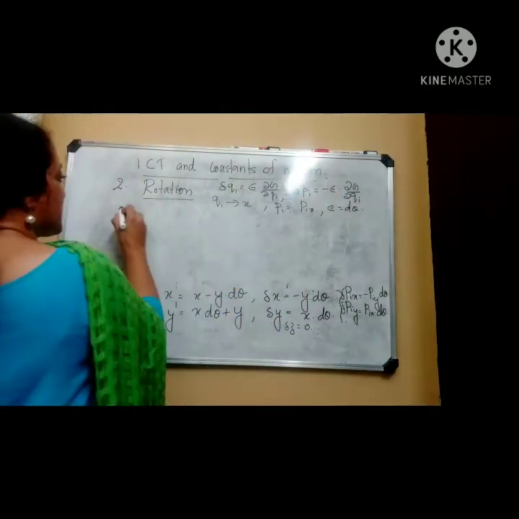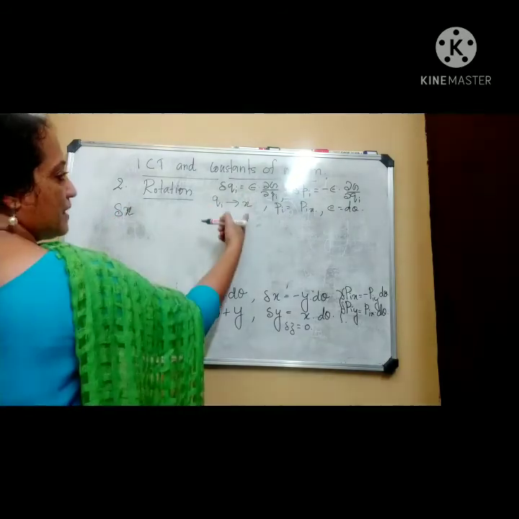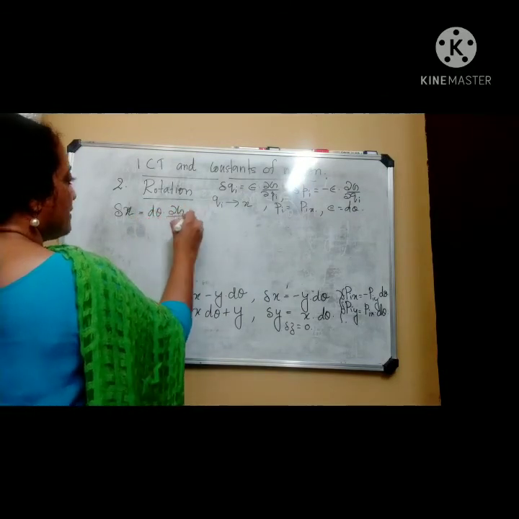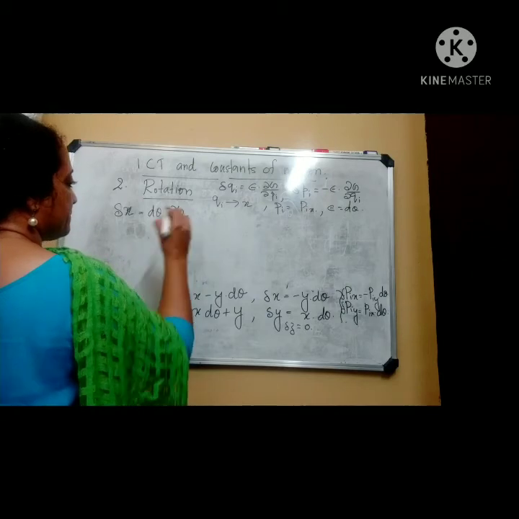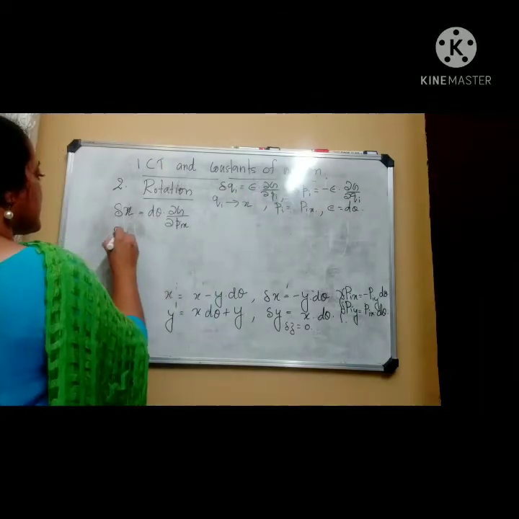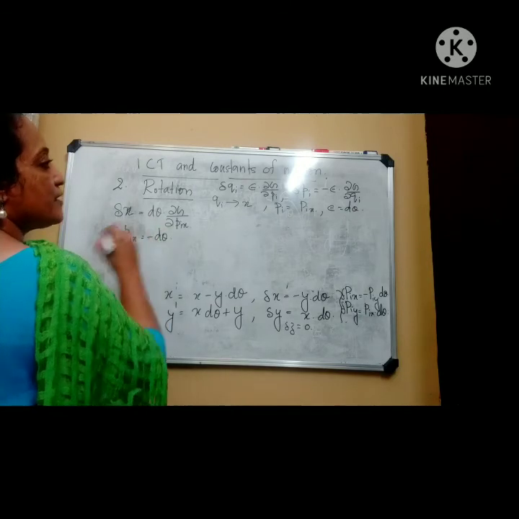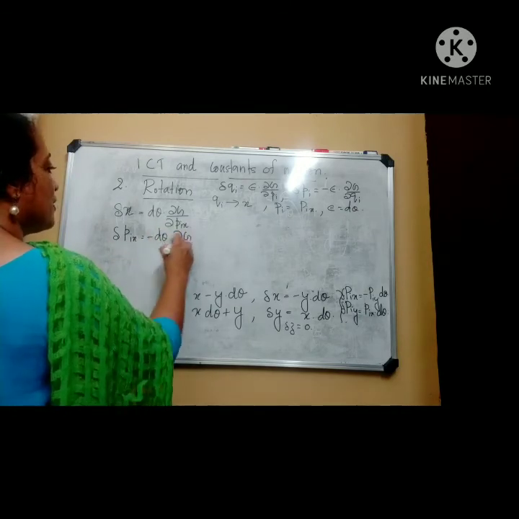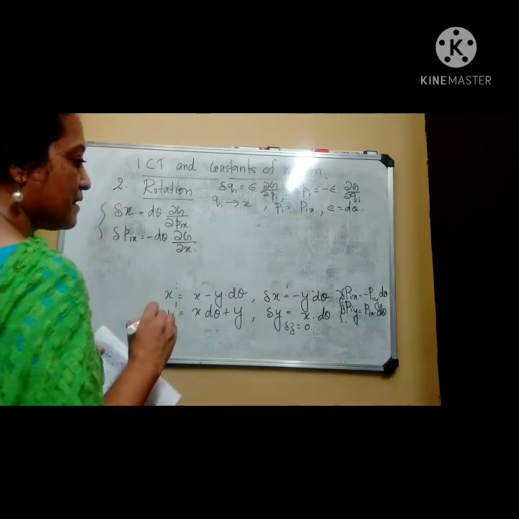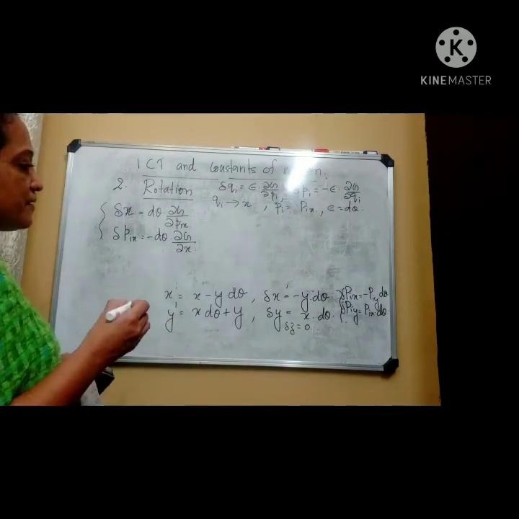Now these equations become, instead of delta qi, delta x. Delta x is equal to d theta into dou g by dou pix, and instead of delta pi, delta pix is equal to minus d theta into dou g by dou qi, so dou g by dou x. These are the next set of equations. Now we may compare these two equations.